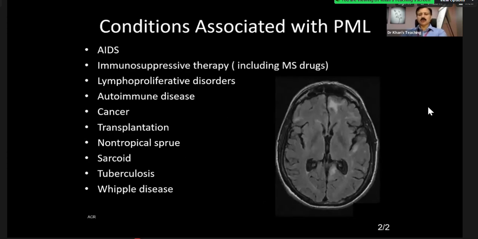But the latest concept which I want you to remember is, don't go home with the idea that PML can only occur with AIDS. Look at this list. There are drugs which we use for MS, and suppressive therapy, in which patients can develop secondary PML, and the clinician will ask you if there are signs of PML. Look at this, such a long list. PML can occur with all of these conditions.